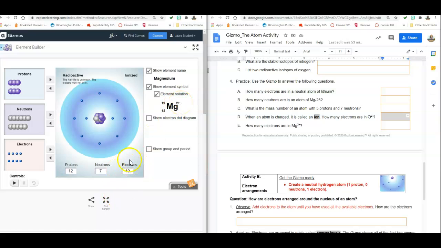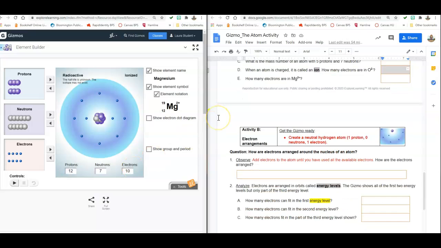Right? So now we take a look. It's still at 10 electrons. So the magnesium 2+ ion has a total of 10 electrons. All right, also notice that this positive ion happens when we have more protons than electrons.